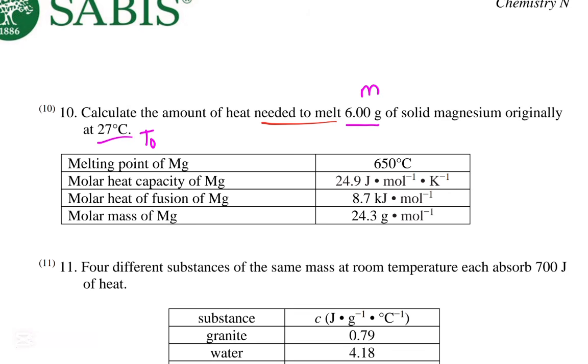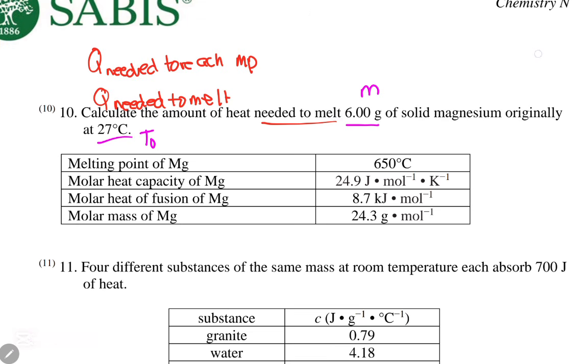So the first thing we need to do is let solid magnesium reach its melting point. In order for this to happen, we need a specific amount of energy. So this is the energy needed to reach the melting point. On top of that, we need to find the Q that is needed to melt. So we need to find two different Qs, and then we're going to add them together.